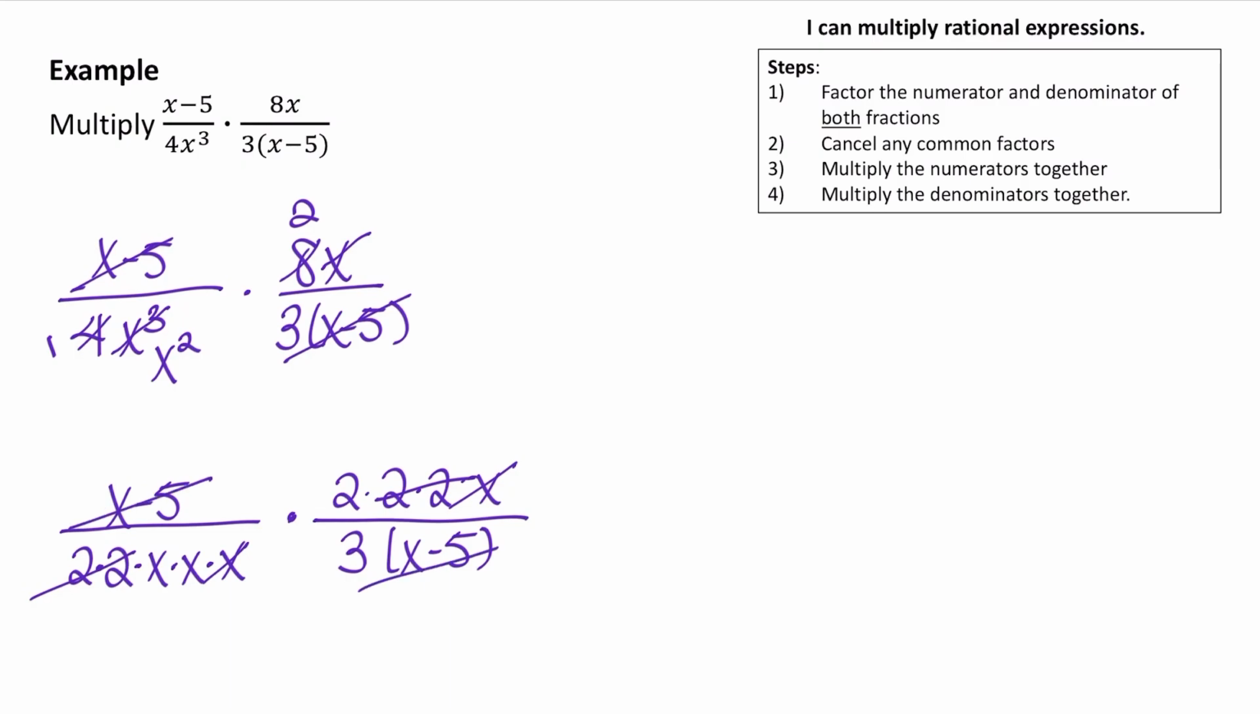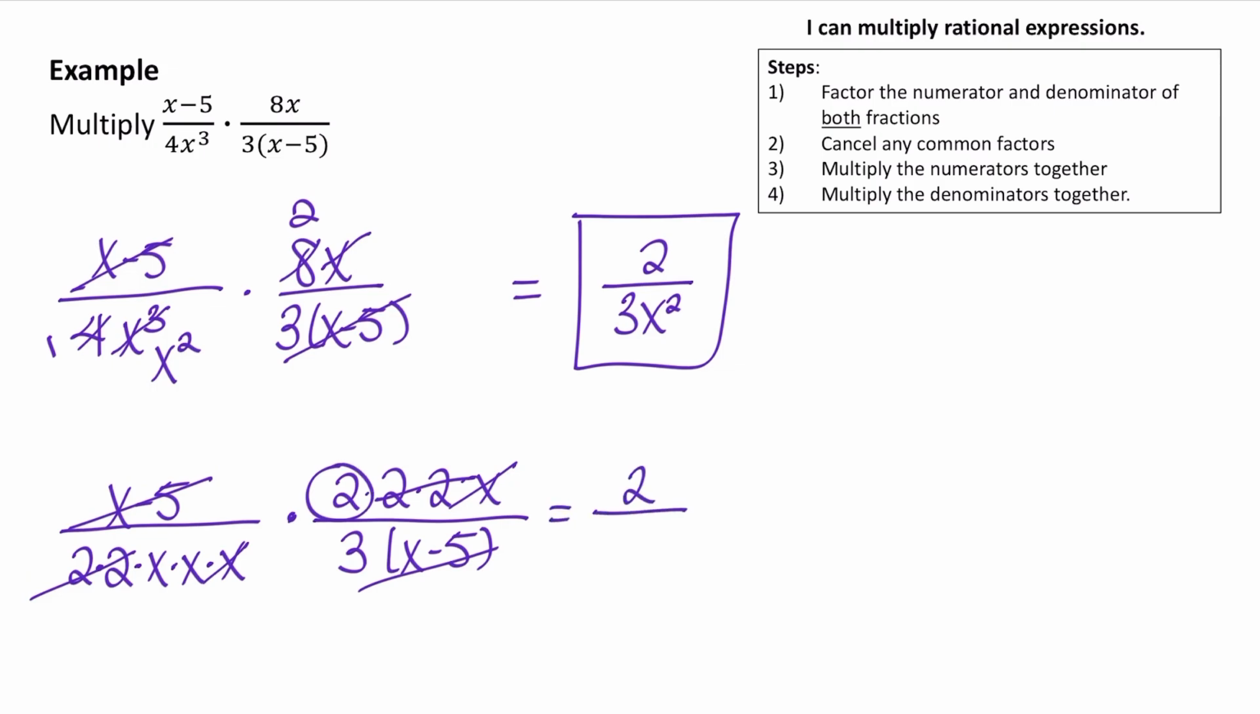And then don't forget the x minus 5. When we finally multiply the numerators together, we're going to end up with 2 over the denominators, which is 3x squared. So it's the same answer you get either way. Here you'll see the numerator, all we have left is a 2. So we have 2 over, and then 3, and then we have 2 x's left, so 3x squared.